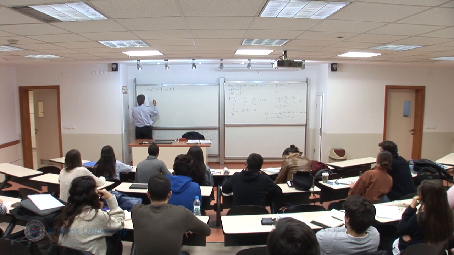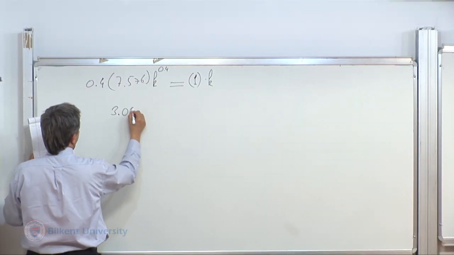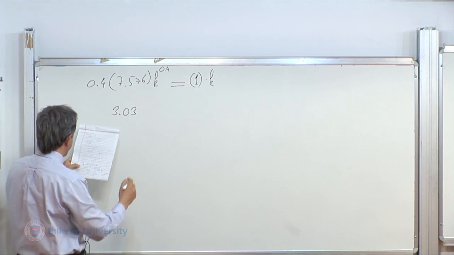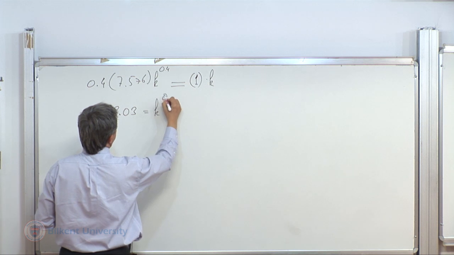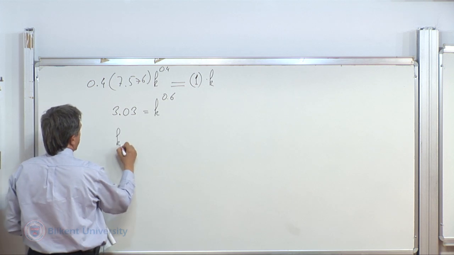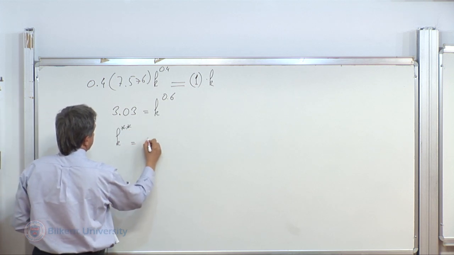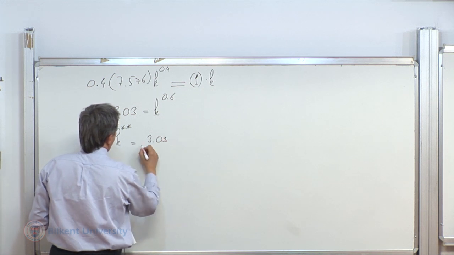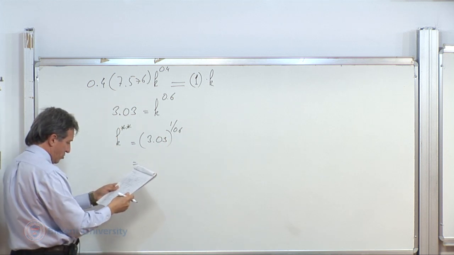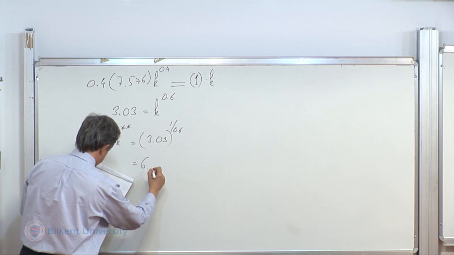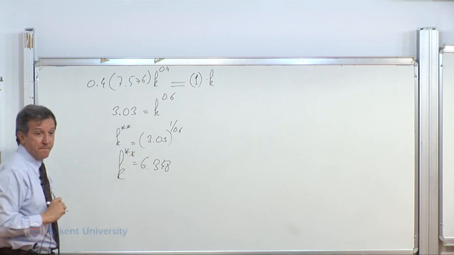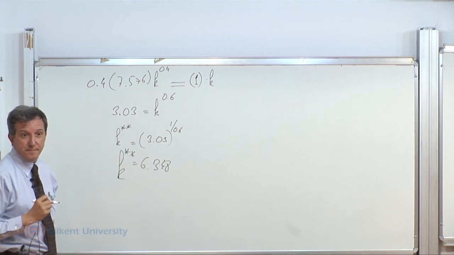These are funny looking numbers. I apologize, but that's how the world is. This 0.4 times 7.576 becomes 3.03 times k to the power 0.4, which equals k. This thing moves to the other side, and k star is 3.03 to the power 1 over 0.6, which turns out to be 6.348. This is our new k under the steady state.